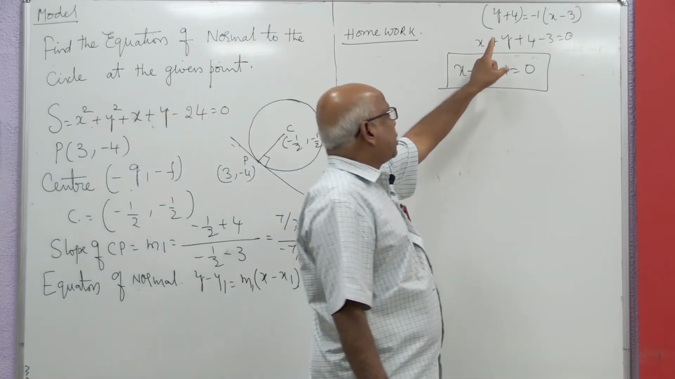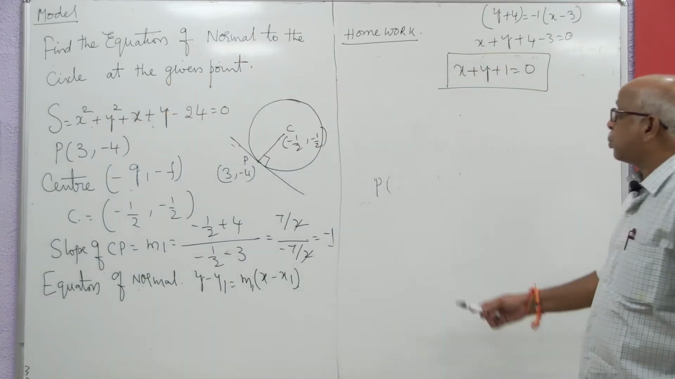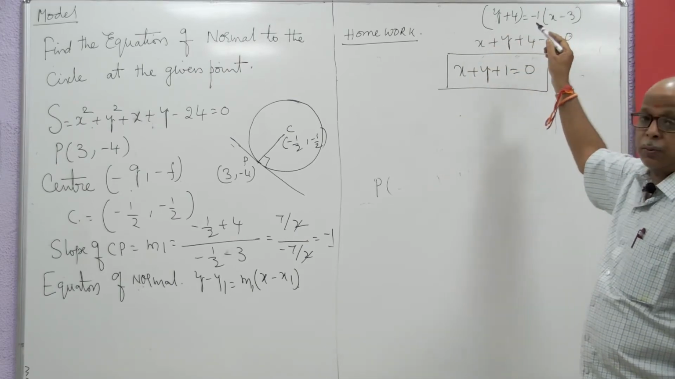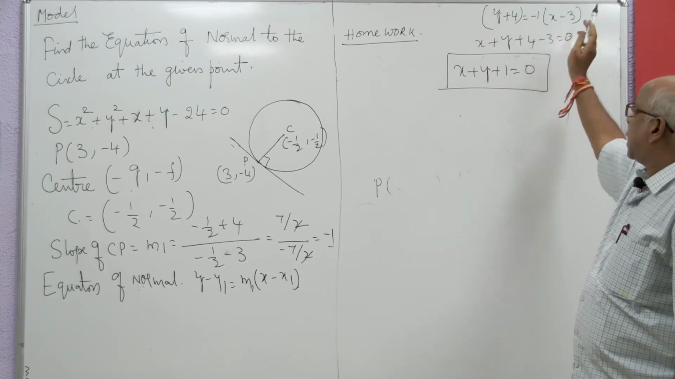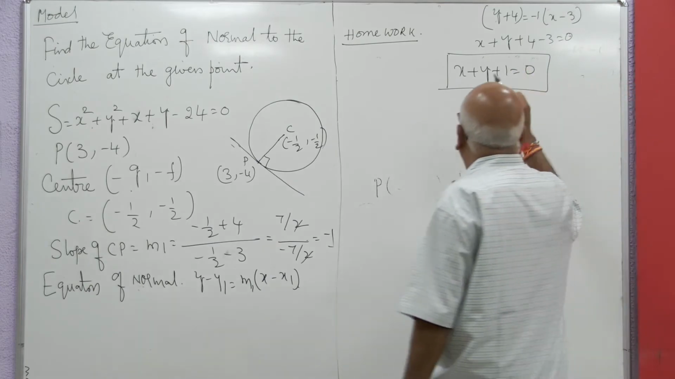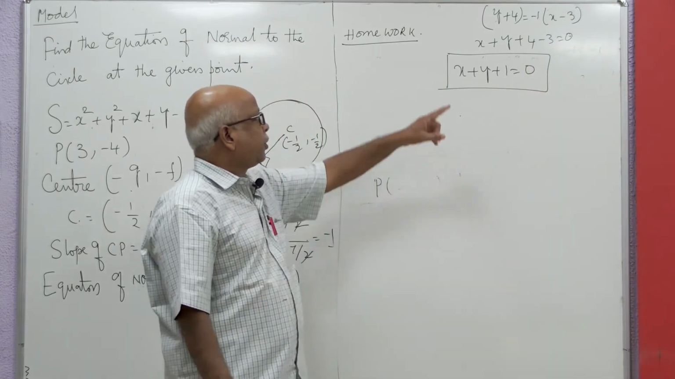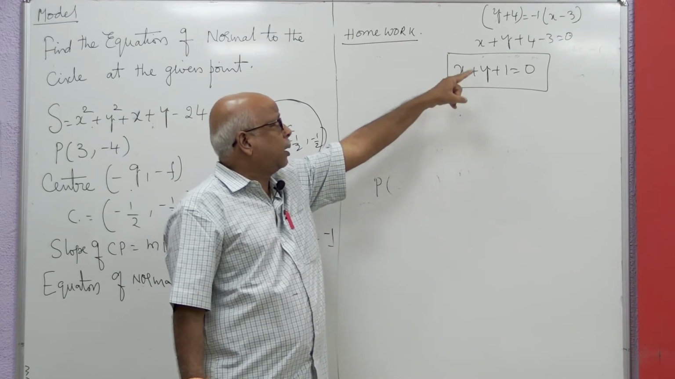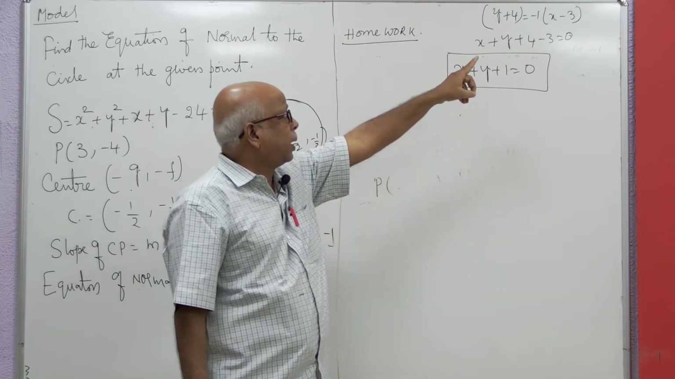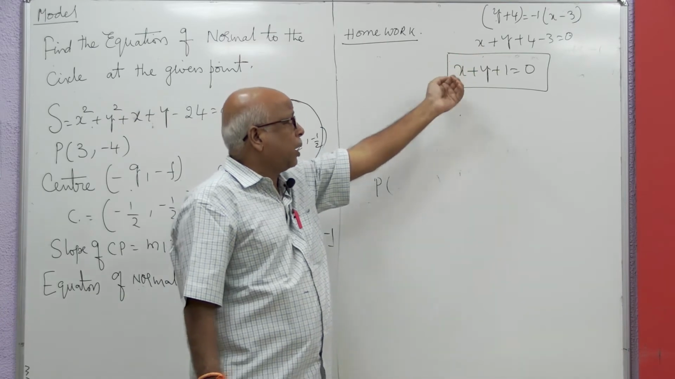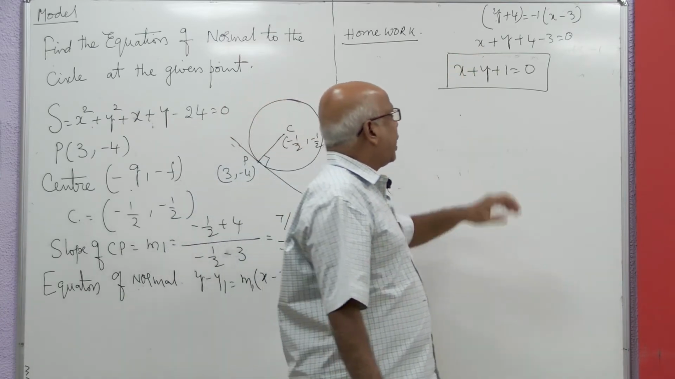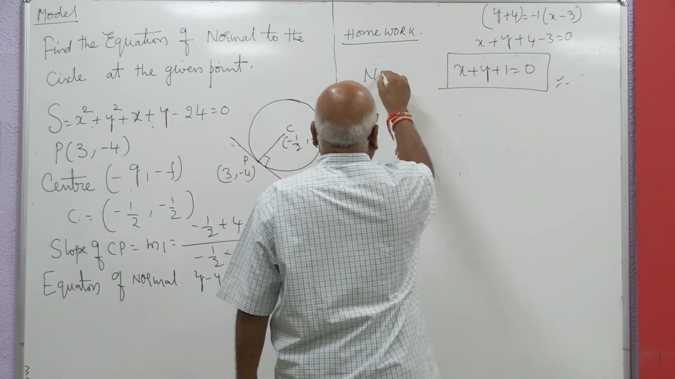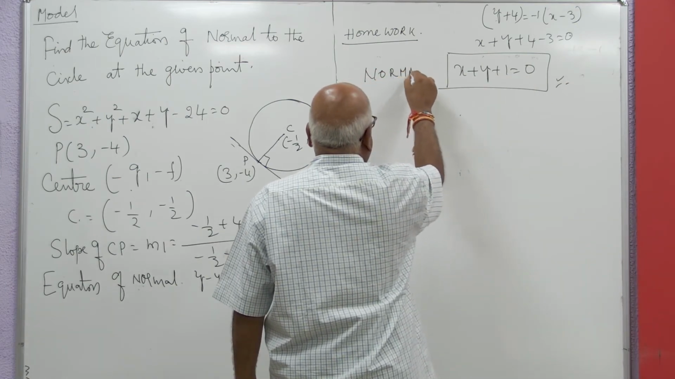Equation of normal: y minus y1 equal to m into x minus x1. By applying that formula, y plus 4 equal to minus 1 into x minus 3. Taking all values to one side, x plus y plus 4 minus 3, that is, the minus goes to the left side and becomes plus. x plus y plus 1 equal to 0. That is the equation of normal.